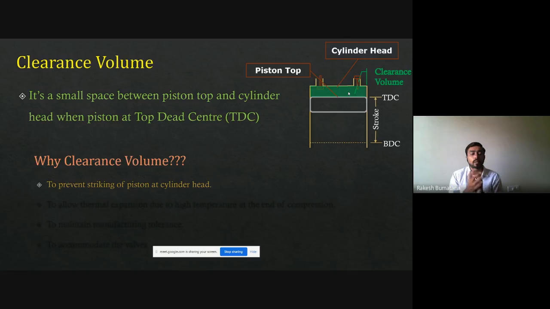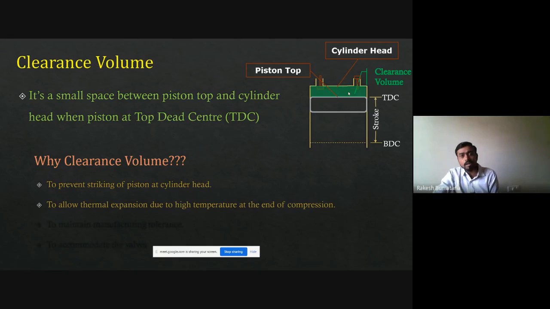Clearance volume. Number one, it prevents the piston from striking the cylinder head. If we didn't keep that clearance volume, then what happens? When the piston moves from BDC to TDC, there is a chance that it will strike the cylinder head, and the cylinder head might get damaged. So by keeping clearance volume, we avoid the striking of the piston against the cylinder head.